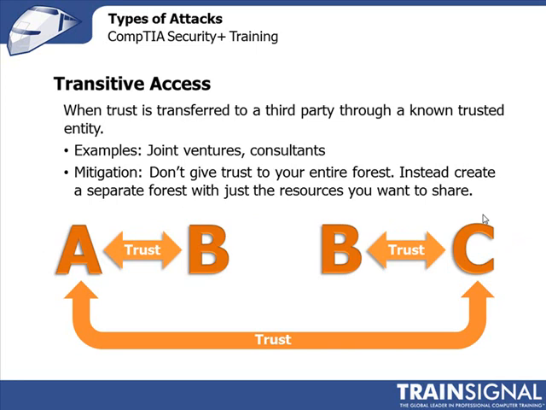And depending on how this is set up, C may now have what's called a transitive trust relationship with A, and then C could have access to anything on A that B does. That's transitive access. Some examples of when this might happen: when you're entering into a joint venture with another company, or you've hired consultants that need domain access.